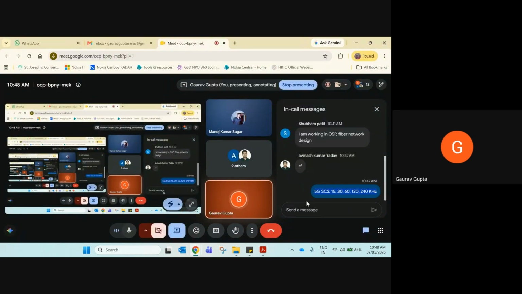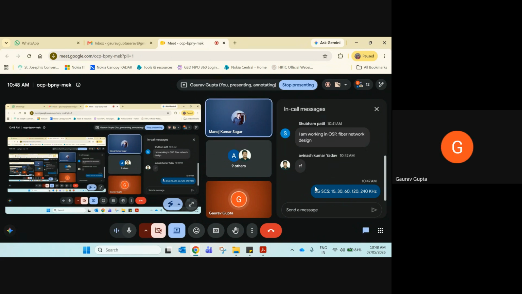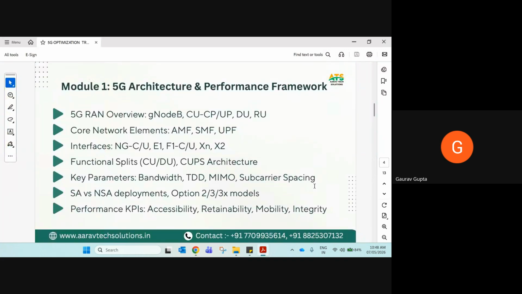In 5G, above the default subcarrier spacing of 15 kilohertz, we have the liberty to choose 30 kilohertz, 60 kilohertz, 120 kilohertz and 240 kilohertz. I have written it in the chat. Yes, these are the ranges. On what application and what criteria it depends, we will discuss in the modules in detail. Don't worry about it. This is just a demo. The purpose of this class is just to show you the topics, not to directly start the concepts.